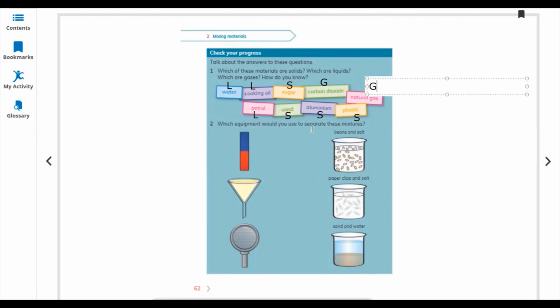which equipment would you use to separate these mixtures? So sand and water, paper clip and salt, beans and salt. So first of all, magnet: this one here, paper clip. This is for sieves, for salt and beans. And sand and water, you can use a filter. Let's move to the next page, number 63.